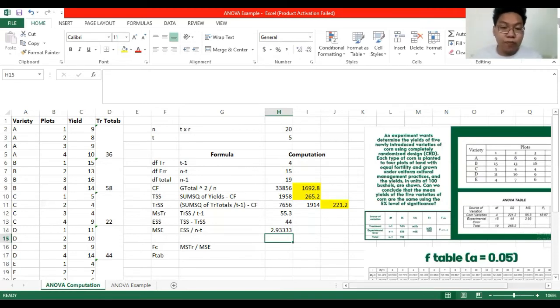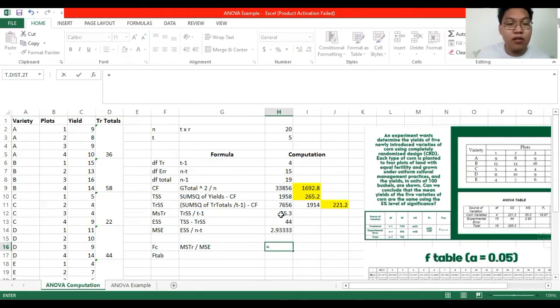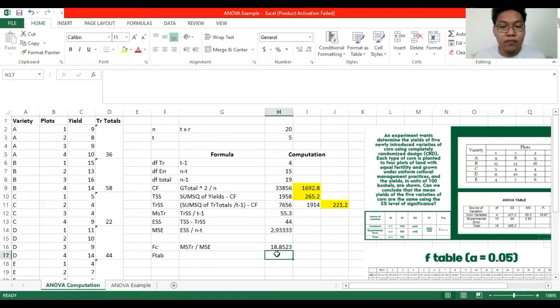Now, for us to compute our F value, we need to just divide our MSTR over MSE. So to do that, you can just place an equal sign, then highlight that one, and slash sign, then our MSE, which is 2.93. So we have 18.8523. So this is our F computed value, which is also similar to what we have obtained here.